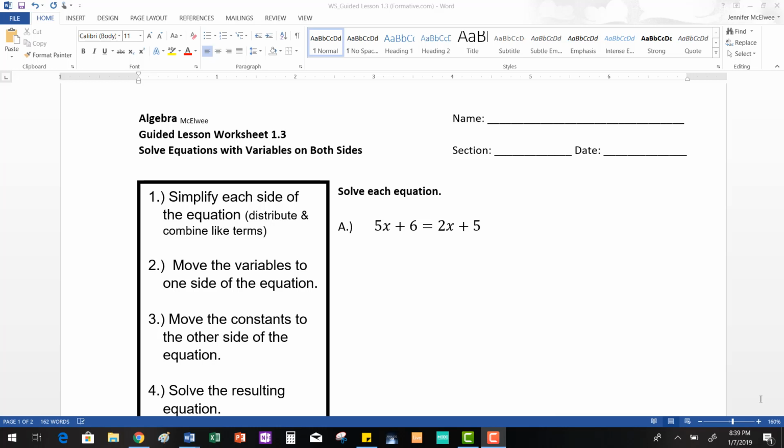Okay, so this is a mini lesson on solving equations with variables on both sides. Make sure you have your worksheet ready because we're going to take notes together. I'd like you to follow along with me.